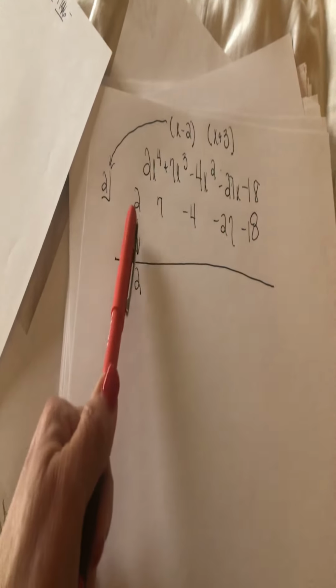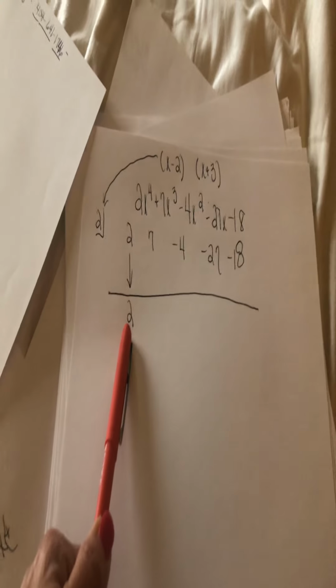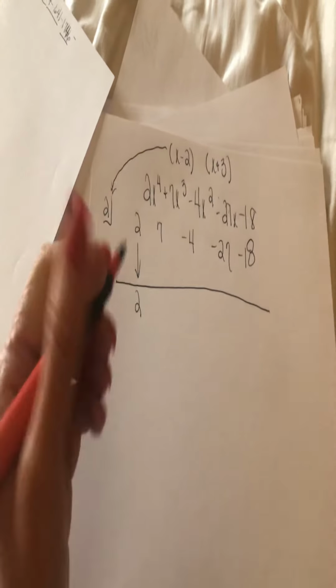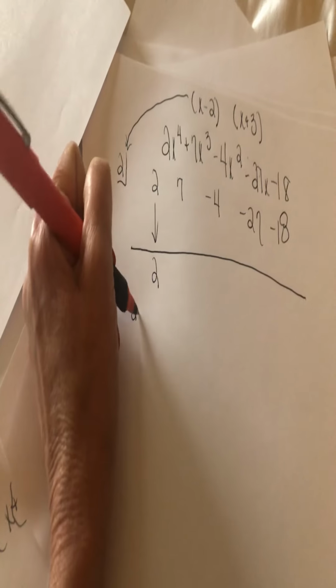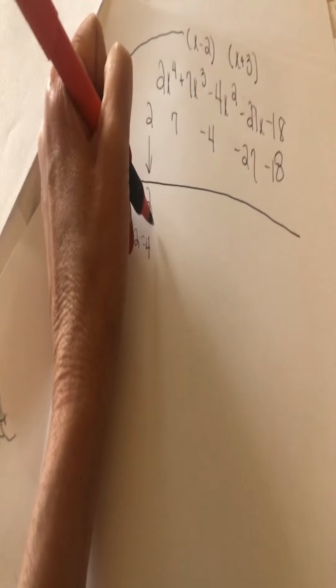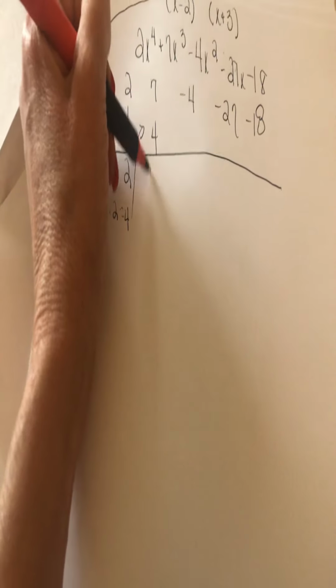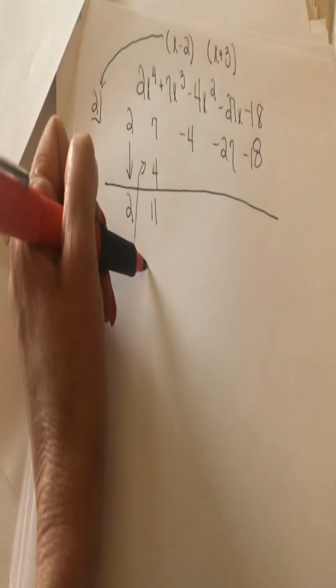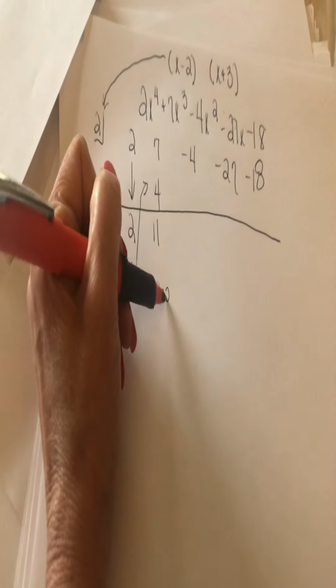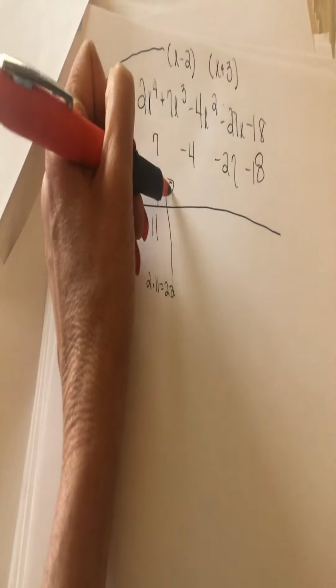Okay, so now we're going to bring down that first term because we always do that first. And what do we do next? That is right. We multiply them. See, I'm pretending like you guys are here. Okay, so we're going to say 2 times 2 equals 4, and then we're going to put that 4 up under the 7. Next, we're going to add that 4 and 7 together to get 11. Okay, so now we're going to multiply 2 times 11, which is 22. We're just going to put that 22 right here. Okay, negative 4 and 22 equals 18.